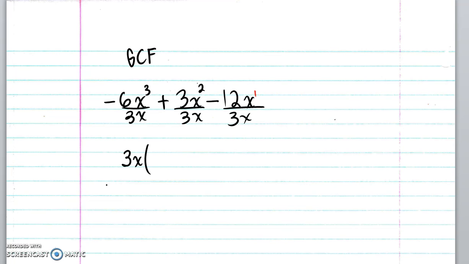Okay, so working left to right, negative 6 divided by 3 is negative 2. X cubed divided by x, subtract the exponents, is x squared. In the middle, 3 divided by 3 is 1. And this one you can write or not write, so I'm going to dot it so that you know it's optional. X squared divided by x, subtract those exponents, is x. Negative 12 divided by 3 is negative 4, and those x's cancel. So there you go. It's factored.